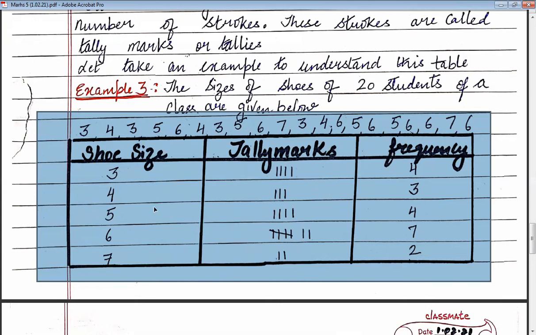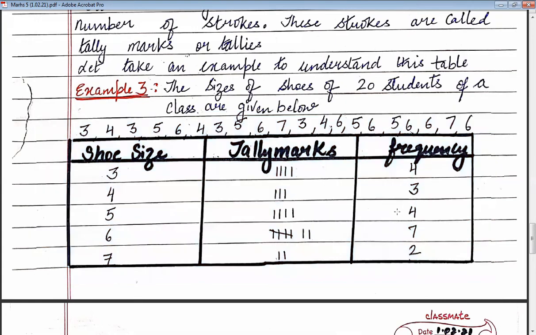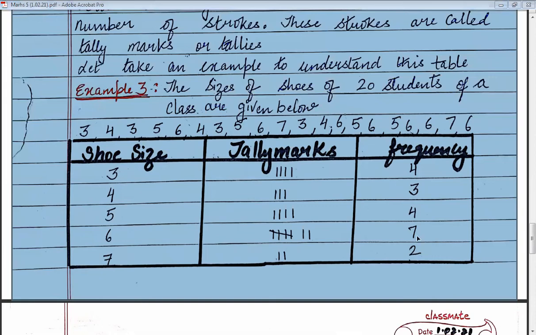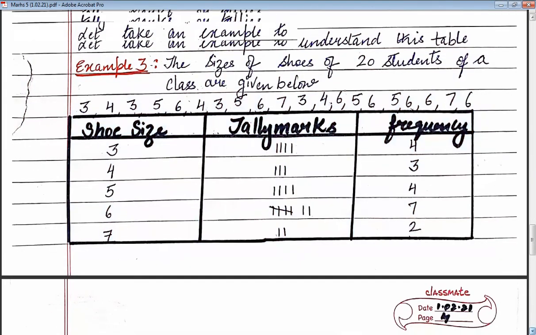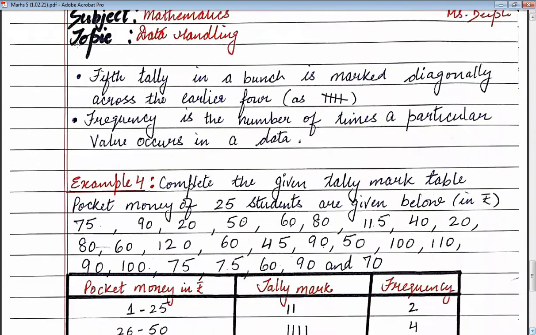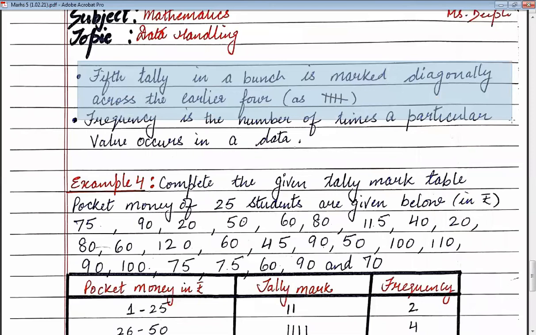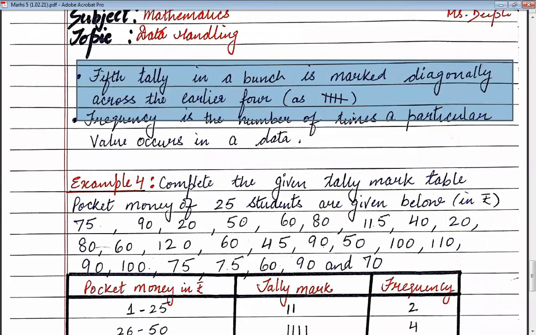Then shoe size number 4, how many students are having? 3. Okay, so this is known as the tally mark table. I hope children you are clear with your tally mark table. Let's move on to our question. Now it is written, children, here that the fifth tally mark is a bunch marked diagonally across the earlier 4. Okay, children, I've shown you in the table. When you have put 4 strokes, the fifth stroke will be on the 4 strokes and it is diagonal.